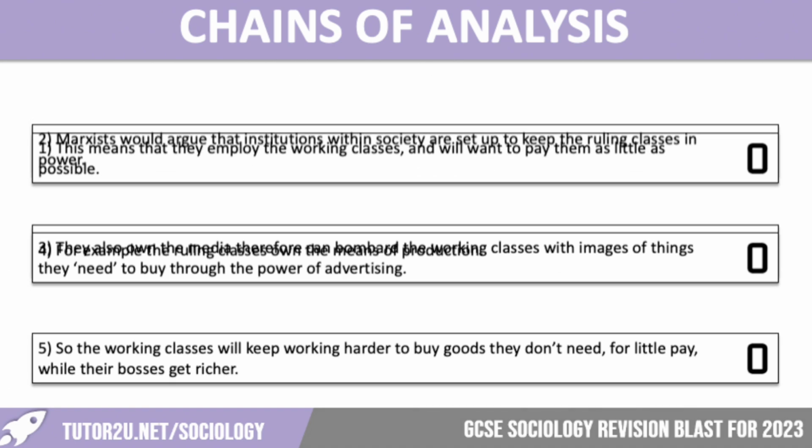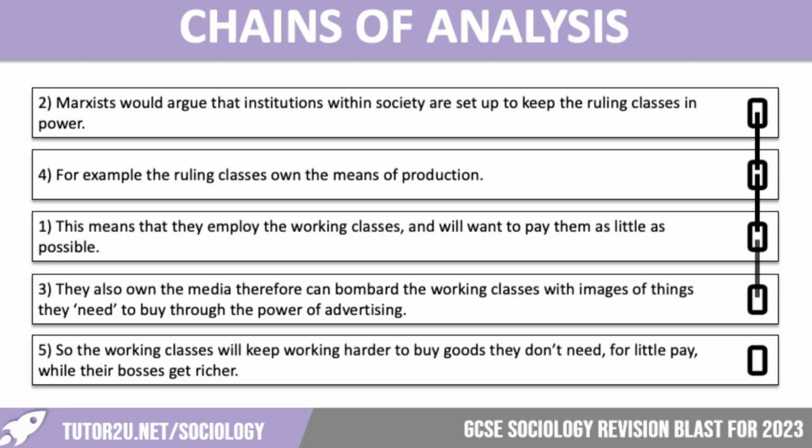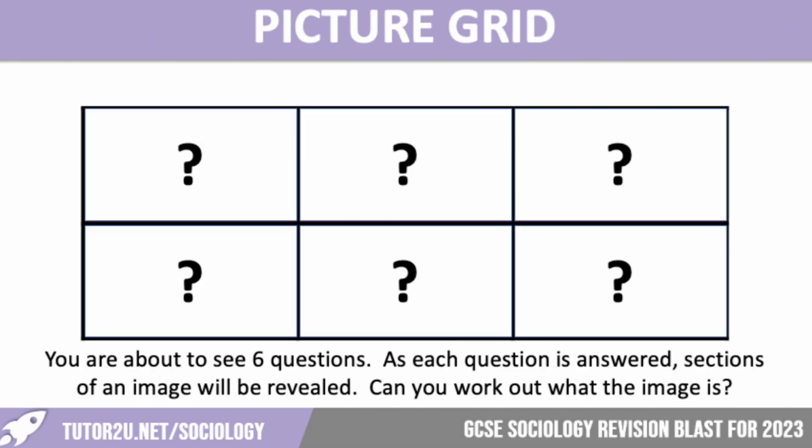Let's have a look. So we've got Marxists would argue that institutions within society are set up to keep the ruling classes in power. For example, the ruling classes own the means of production. This means that they employ the working classes and will want to pay them as little as possible. They also own the media, therefore can bombard the working classes with images of things they need to buy through the power of advertising. So the working classes will keep working harder to buy goods they don't need for little pay while their bosses get richer. If you got that in the right order, then well done.